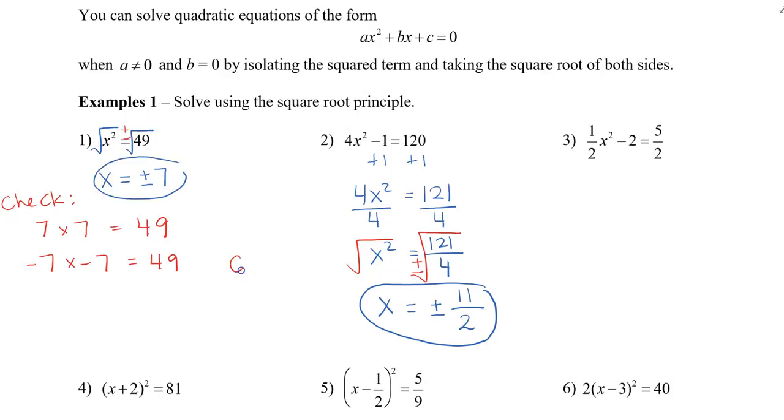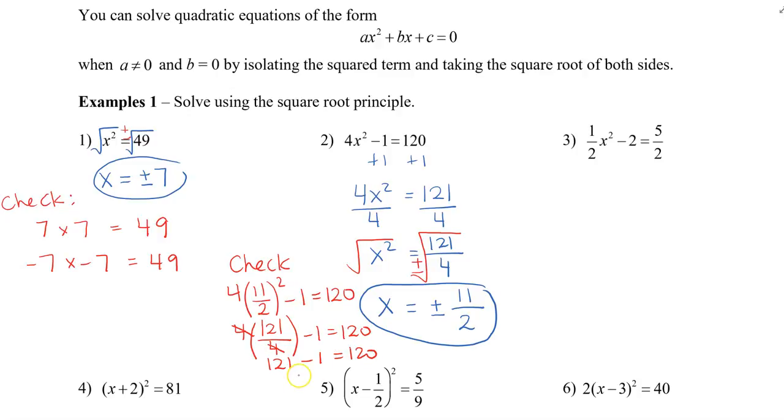Now if we do a quick check, which I'll do on the side here, I'm going to have 4 times 11 over 2 squared minus 1 equals 120. So what I want to do is check the left-hand side equals the right-hand side. So I have 4 times 11 squared is 121. 2 squared is 4. And then minus 1 equals 120. So I can see that the 4's cancel off. And then I have 121 minus 1 equals 120. And then 120 equals 120. So that worked.